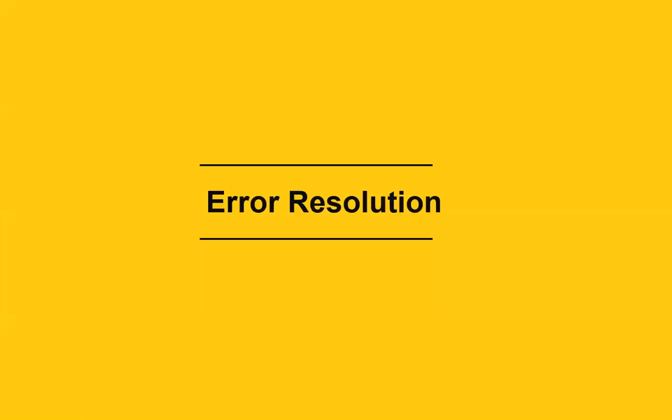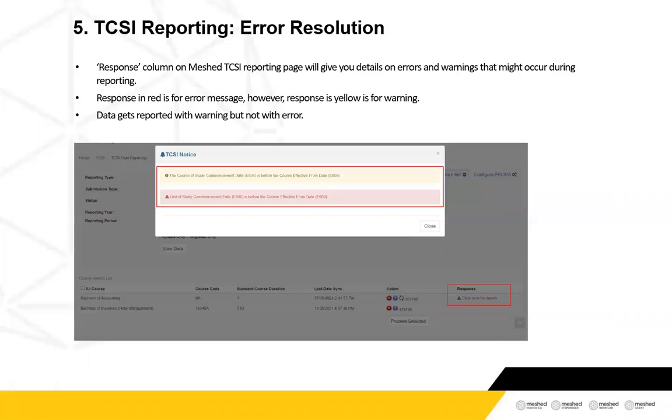Let's move towards error resolution. So during reporting, there are high chances that you might get several errors because the reason could be data is not recorded properly on your mesh platform. So those error responses you will get under response column. If message is in green color, that means it is a success message, that data got reported successfully without any errors. But if it's in red color, that means there is an error and you need to fix that error. So once you click on that, you will get to see one TCSI notice with the different messages.